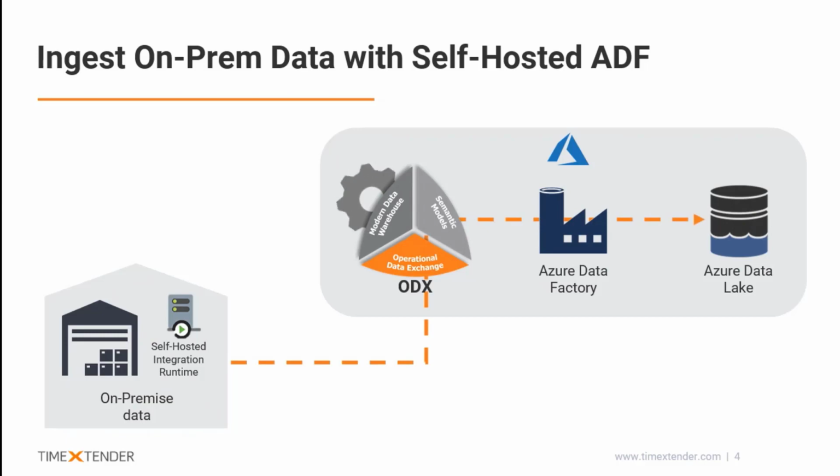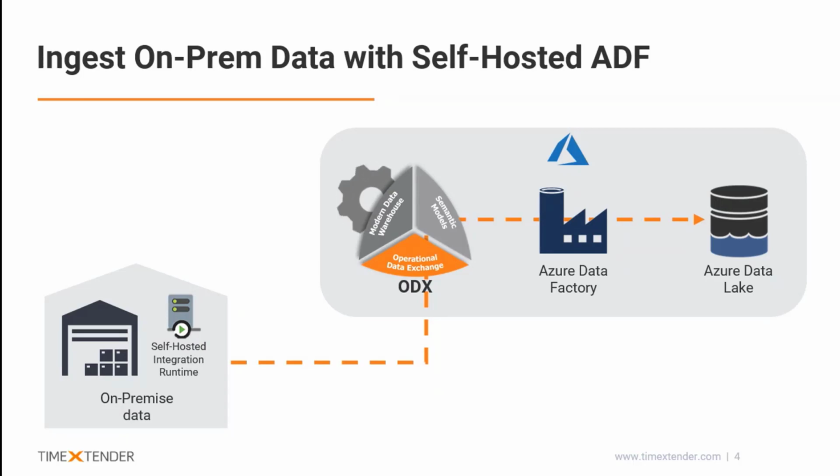Now, that self-hosted integration runtime is a part of the Azure Data Factory engine that gets installed on your on-premise server. And that allows Azure Data Factory to push the data, and that would be egress, right? So send the data out of your system rather than Azure Data Factory trying to reach into your system, which is ingress, and grab that data.